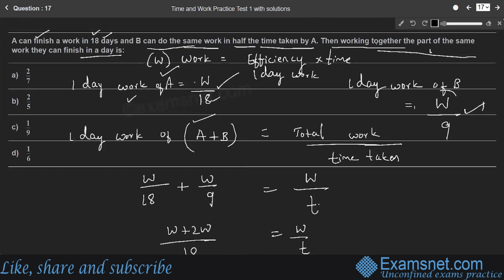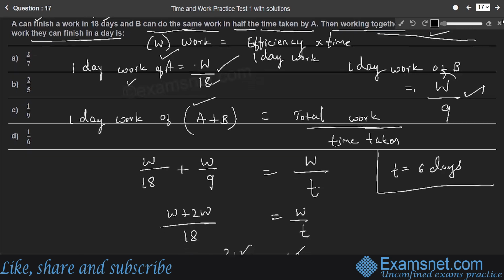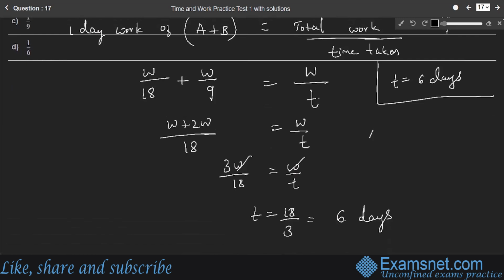If they're working together, what part of the same work can they finish in a day? Here T is equal to 6 days. The time taken by them is 6 days to complete W amount of work. Therefore, their efficiency is W by 6. The efficiency of A and B is W by 6. Their 1 day work, if they start working together, is W by 6. That means they can complete 1 by 6th part of total work.